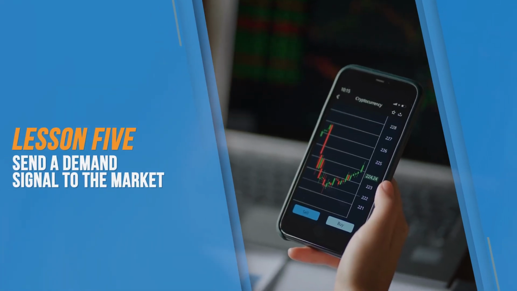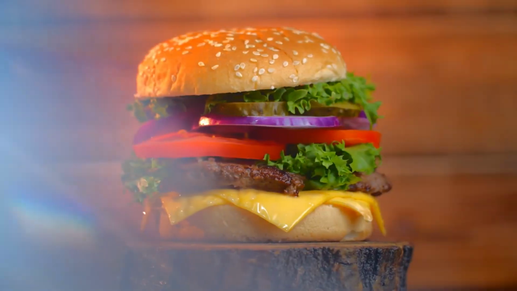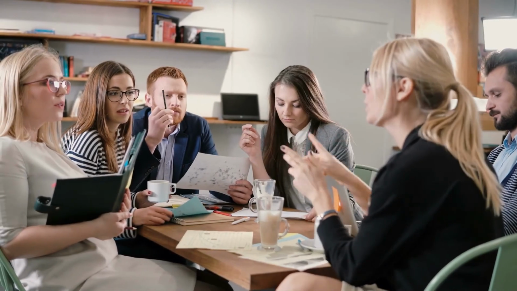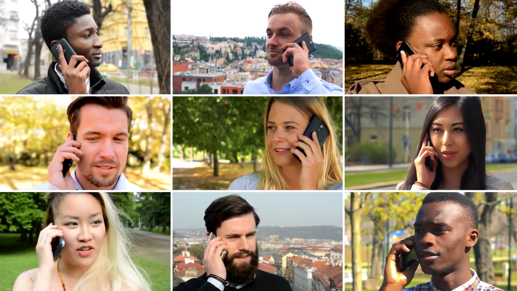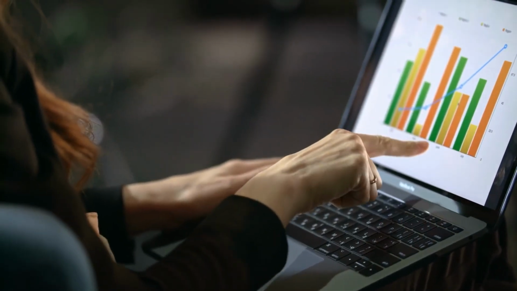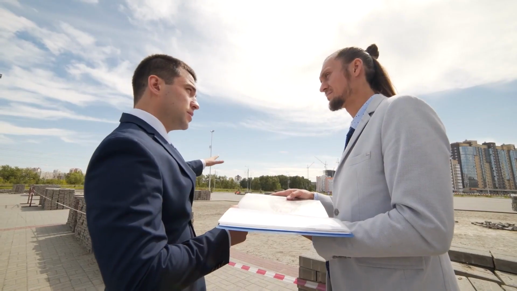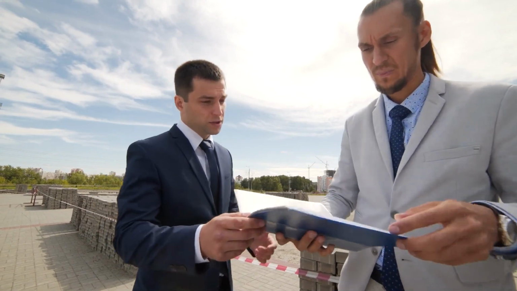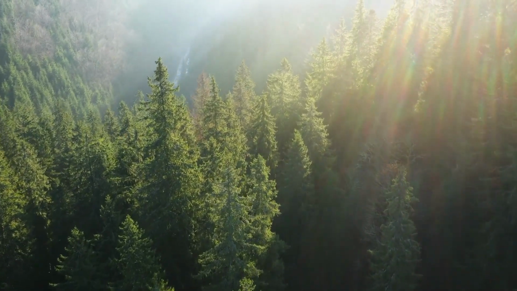Lesson 5. Send a demand signal to the market. When people pay for an electric car or a plant-based burger, companies will get the idea that there's a market for these products because we're buying it. If enough people send the same signal, businesses will respond by making low-emissions products, and this will lower the prices of those products. Investors will have more confidence about financing new companies that are making these green innovations, since we, the consumers, are dictating it.